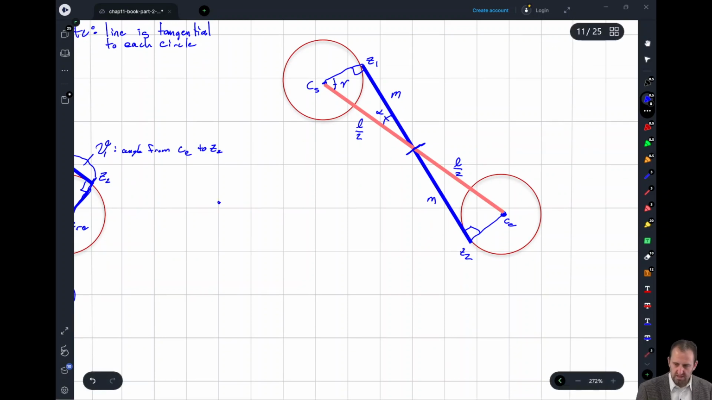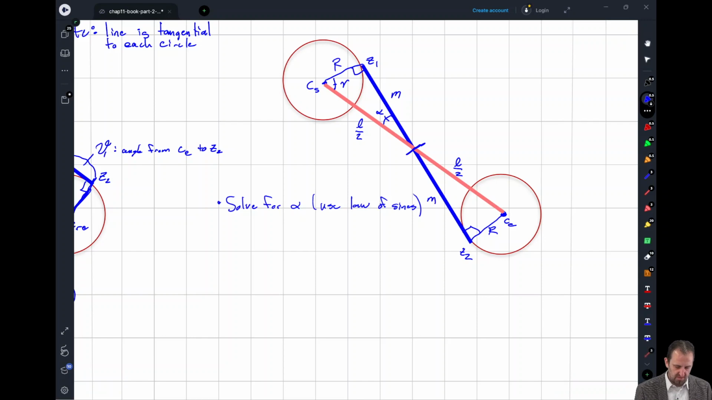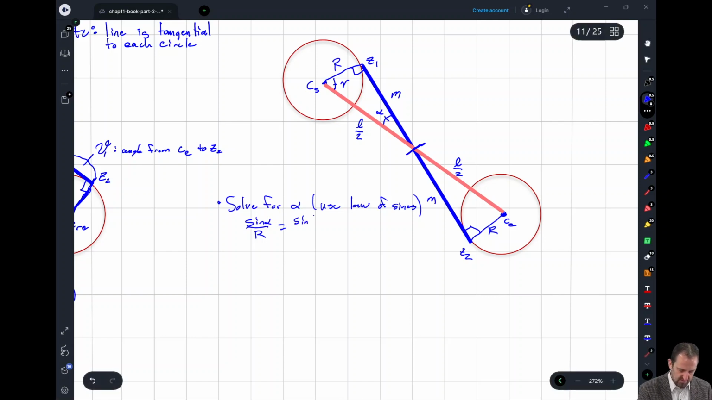First we're going to solve for alpha, and we're going to use the law of sines. I didn't denote also that we have the radius there for both of them. So we use our law of sines. I'll do the sine of alpha over our radius is just equal to the sine of pi halves over L over 2.